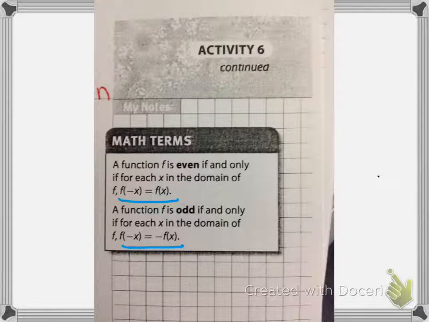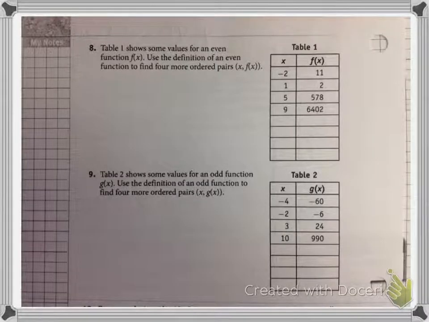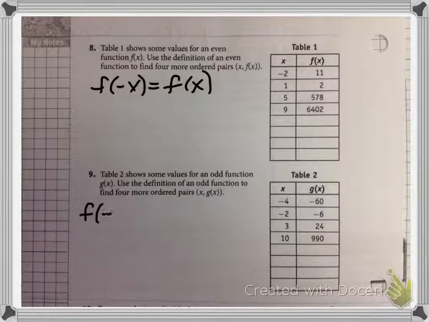For even, we know that f of negative x equals f of x. And then for odd, f of negative x equals negative f of x. So I'm going to just write those underneath question 8 and 9. Question 8 is the even, so f of negative x equals f of x. And then the odd one was f of negative x equals negative f of x. So let me explain what this means.